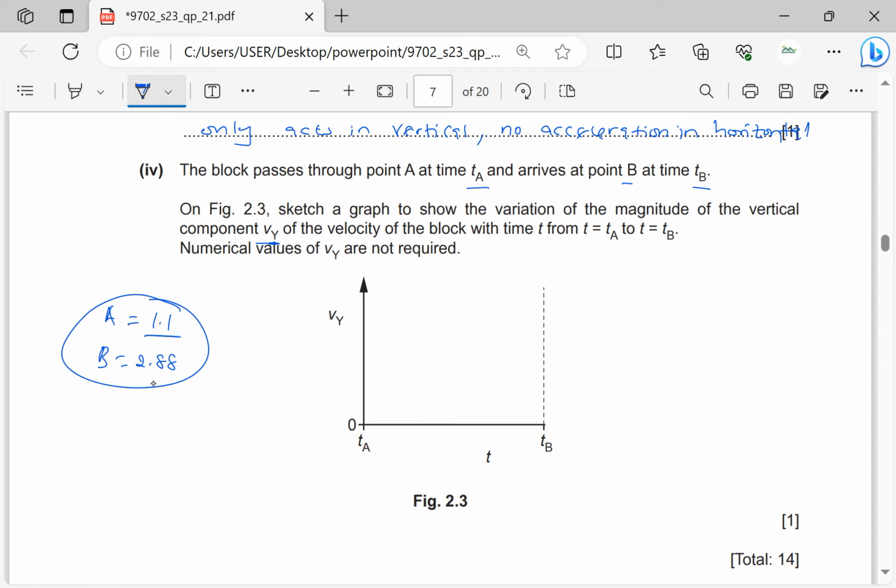So at tA the speed is going to be lower. At tB the speed is going to be higher. Since acceleration is constant, because acceleration is equal to g, which is constant since there is no air resistance, it means the gradient of this is going to be constant. And how do we show constant gradient? By drawing a straight line. So since the acceleration is constant, the gradient of the velocity-time graph should be constant. Therefore, this should be a straight line. So I'll just draw a straight line. So the answer is going to be a straight line.